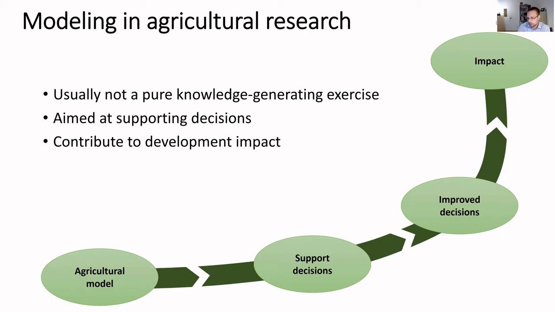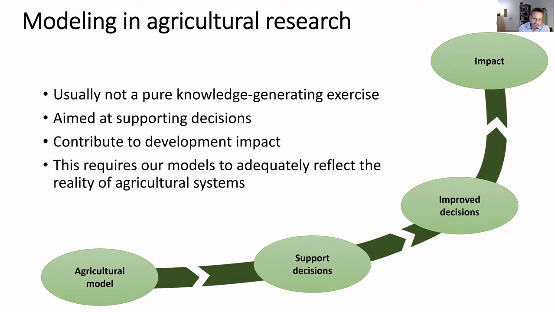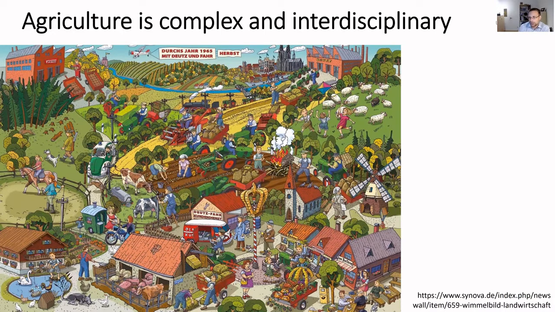So this is an impact pathway, as when you work in development, you have to develop all the time to justify the kind of research you're doing. But this requires, if your research is on modeling, models that adequately reflect the reality of agricultural systems. They can't omit very important things, because then your models won't really have much to do with the real world. Now, unfortunately, agriculture is a pretty complex business.